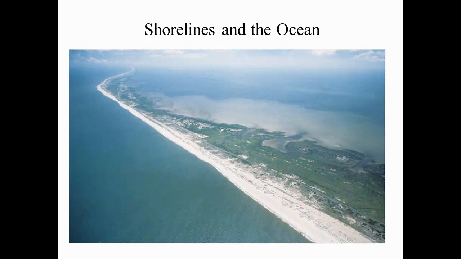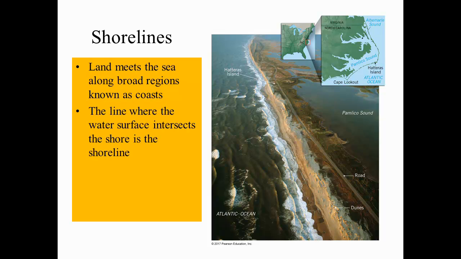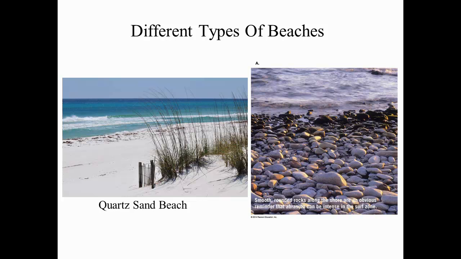Okay, let's move on to the last chapter, which deals with shorelines and the ocean. Now, the land meets the sea along broad regions that are called coasts, and the line where the water surface intersects the shore is the shoreline. Shorelines, in turn, are shaped and sculptured through the action of waves and tides.